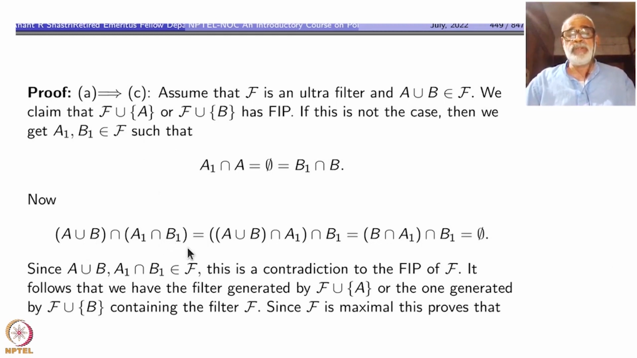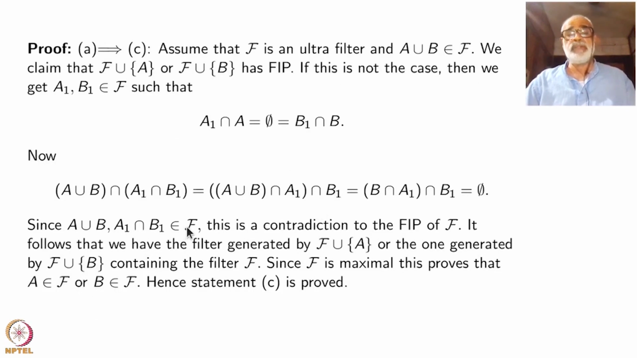So look at this intersection. This is one element. These two are two other elements. Take the intersection. That is also another element. So this finite intersection is nothing but A union B intersection A1. A intersection A1 is empty, so this is just B intersection A1. And then intersection with B1 again. B intersection B1 is empty. So this finite intersection is empty. Okay, so that is a contradiction, because A union B and A intersection B are already in F.